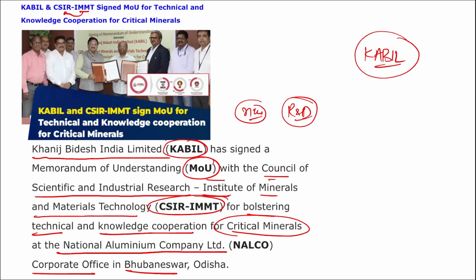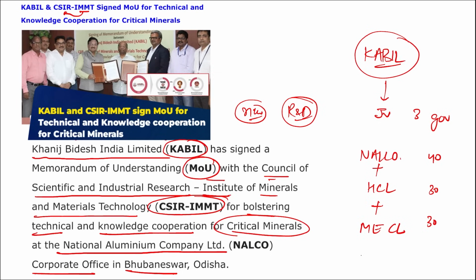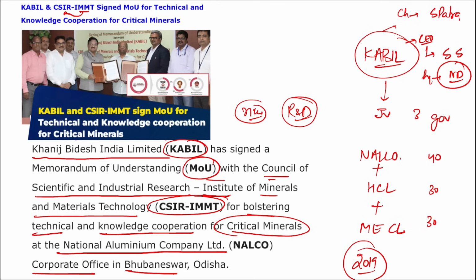If we talk about KABIL, this is a joint venture of 3 government enterprises. They are NALCO, then HCL and Mineral Exploration Consultancy Limited, in the ratio of 40%, 30%, and 30%. KABIL was incorporated in 2019. Who is the chairman of KABIL? Sridhar Patra. Who is the Chief Executive Officer? Sadashiv Samatre. And where is the headquarters? In New Delhi.